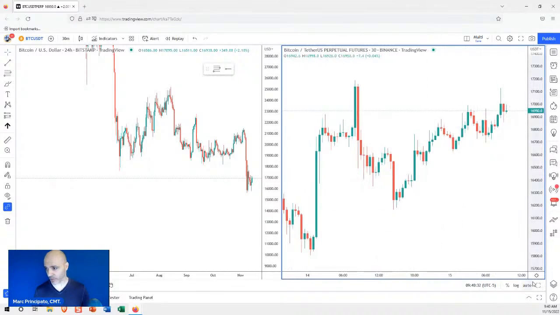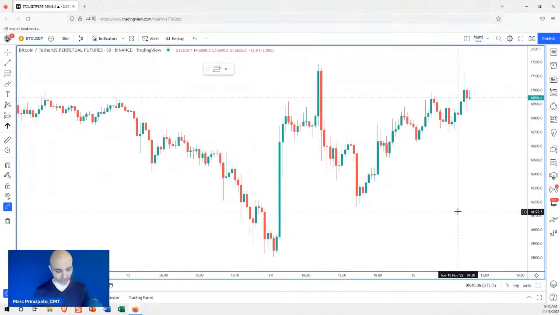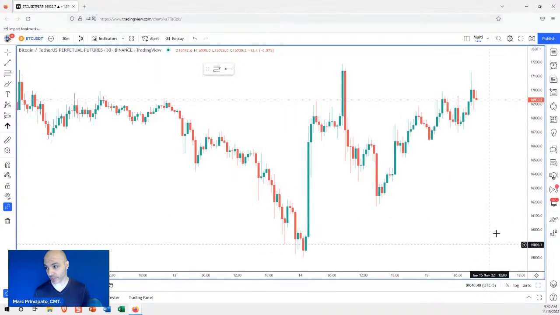Now, the first thing I'm going to do is take the other one off here. We're just going to look at the 30-minute chart, and we're going to get our context and our levels for our potential day trade.